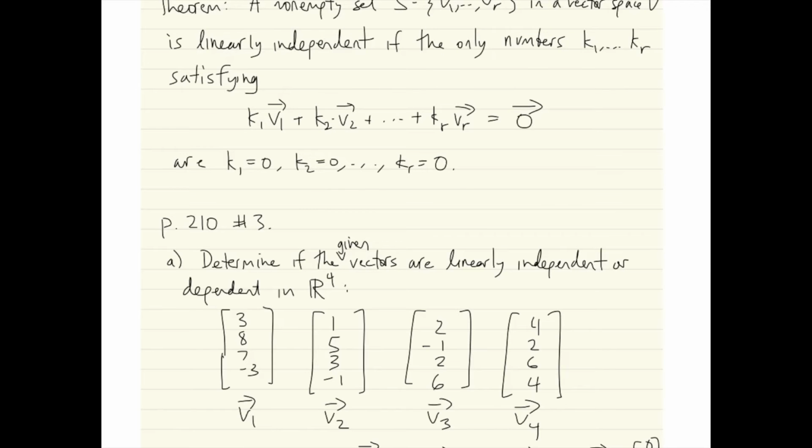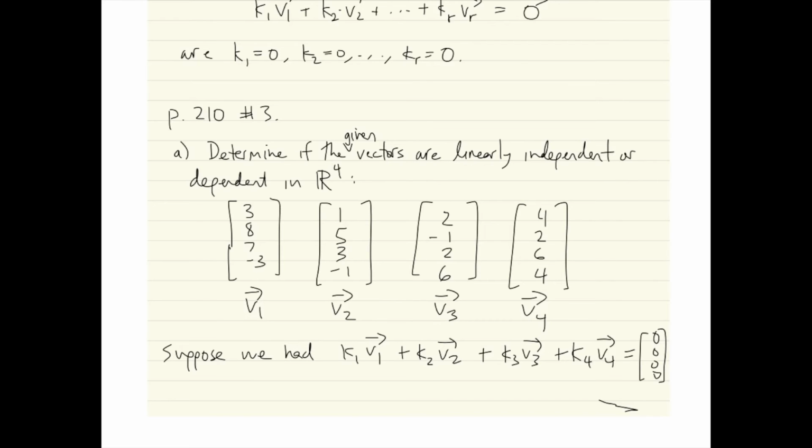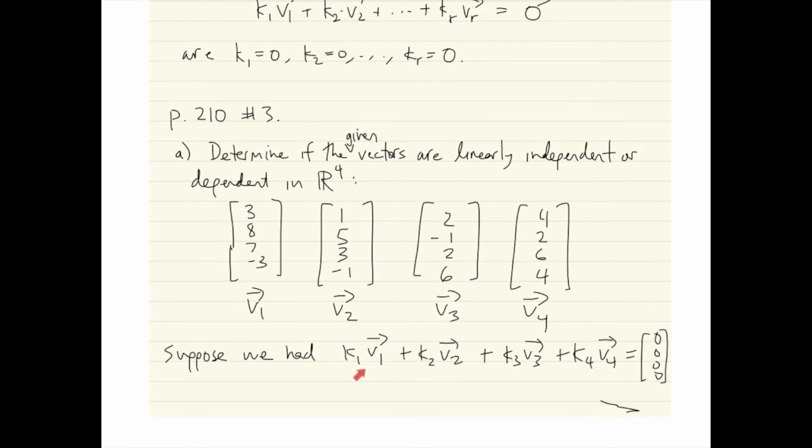Let's do an example from page 210 of Anton, number 3. Determine if the given vectors are linearly independent in R4. So here are the 4 vectors that have been given, and we have to determine if they're linearly independent or dependent. What that entails is we have to begin with this equation here. Suppose there were some numbers k1, k2, k3, and k4 such that this linear combination equals 0. Does that mean that these all have to be 0, or are there some others?